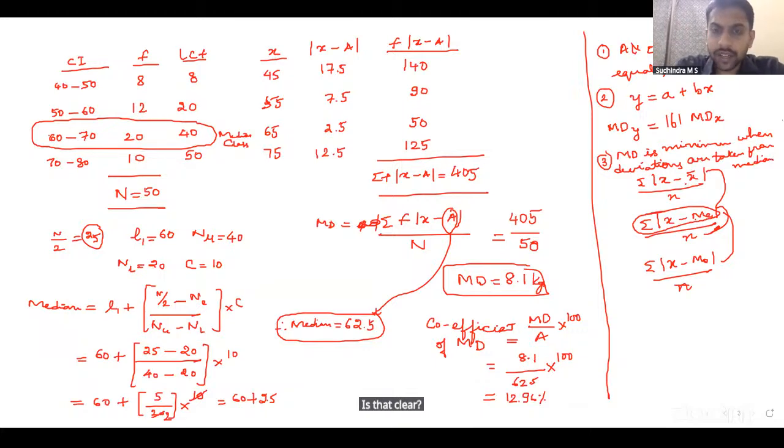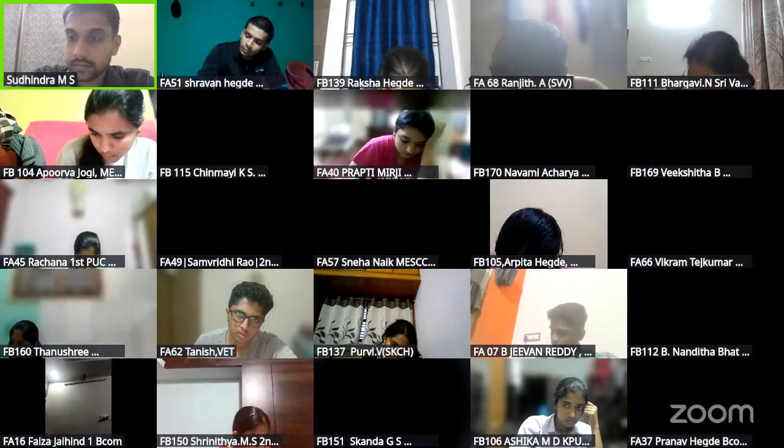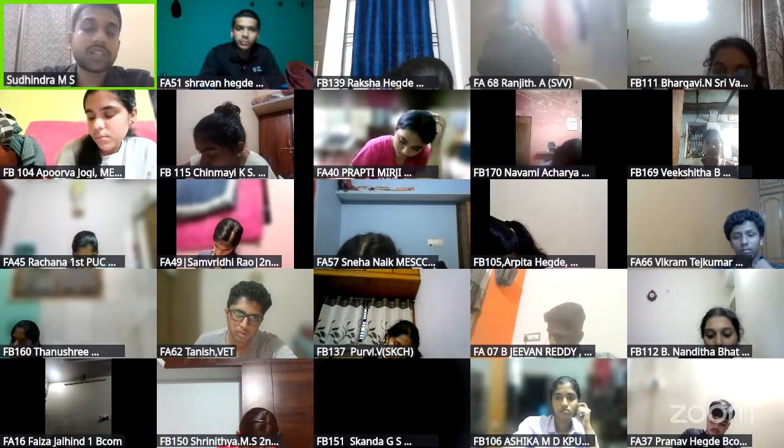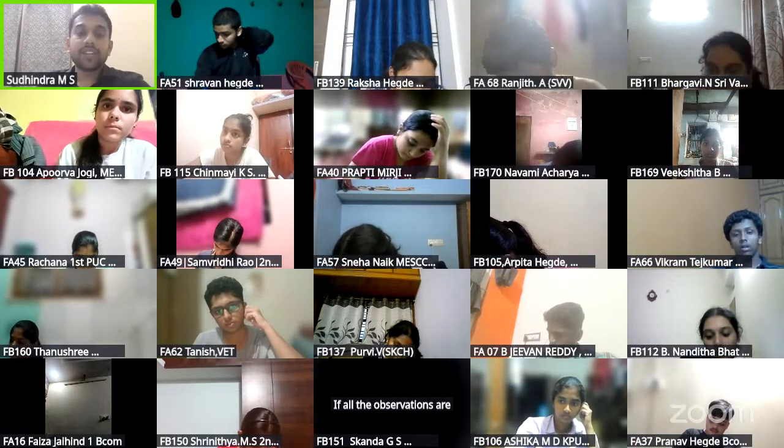Can we write down these three properties? Property, first one: if all the observations are equal, then mean deviation is 0.